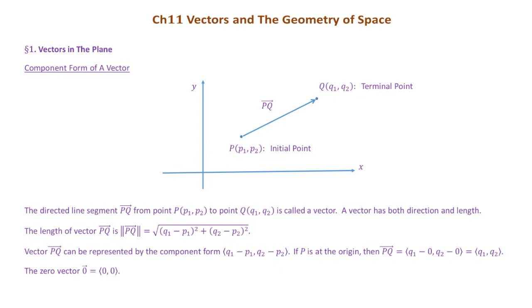All right, and then the vector PQ has a length, just the length of PQ. If you use the distance formula, that's just the square root of (Q1 minus P1) squared plus (Q2 minus P2) squared. But we call P the initial point and Q the terminal point for the vector. And vector PQ can be represented in component form using a bracket. What we do is just subtract the coordinates of the initial point from the coordinates of the terminal point. So Q1 minus P1 and Q2 minus P2. And they are the components of the vector PQ. All right. So this is called the component form of a vector.